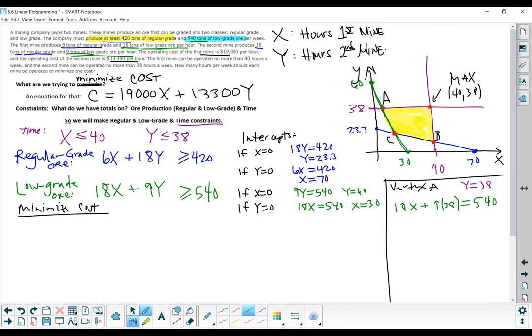So 9 times 38 gives me 342. So I have 18x, and then I'm going to subtract that 342 from both sides.